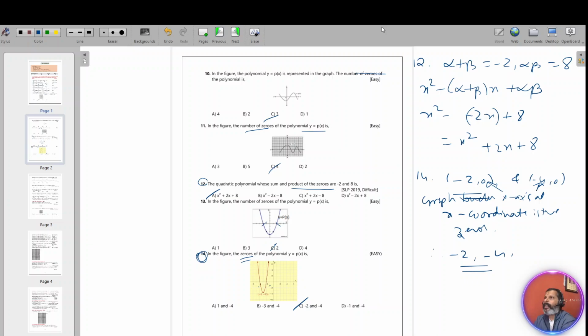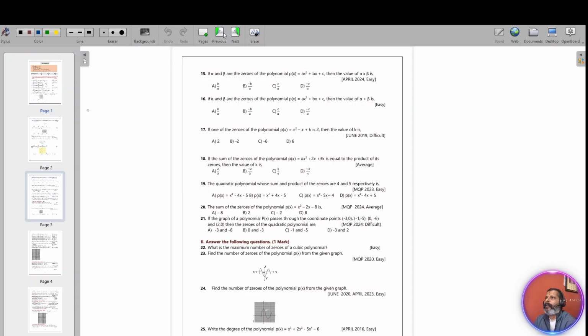We'll move. 15th one, check out for a standard polynomial they have given quadratic polynomial. Product of zeros, you know the formula c by a, right? Alpha into beta they have asked, just check out. And similarly, alpha plus beta they have asked, it's minus b by a, sum of zeros.